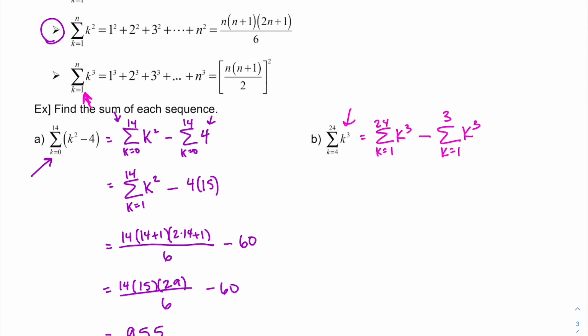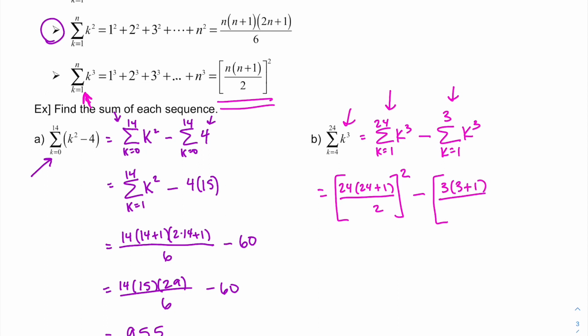So I want to add up the 4th through the 24th terms. So what I'm doing first is adding up the 1st through 24th and then subtracting away the 1st, 2nd, and 3rd, which I don't want. You could also just subtract those term by term if you wanted to, but the formula might be a little bit faster. So now I'm using this formula up here for adding up the cubes. So that's going to be (24 times (24 plus 1) over 2) squared minus (3 times (3 plus 1) over 2) squared.